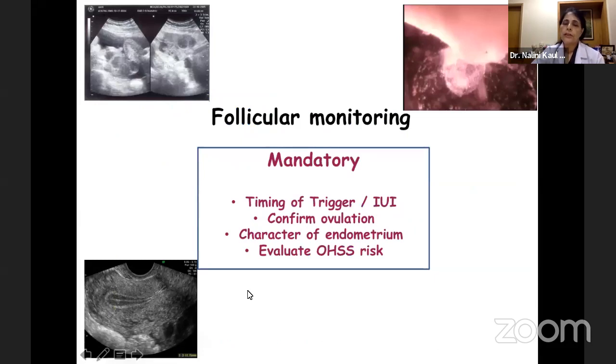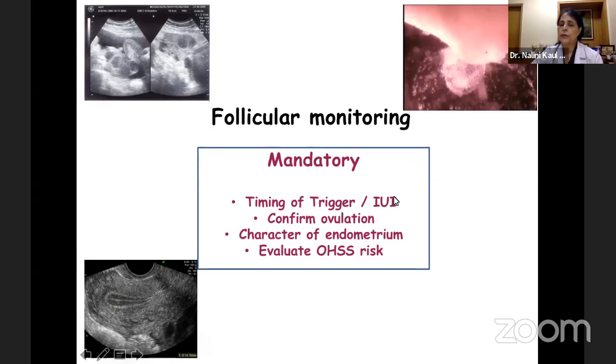Follicular monitoring in today's day and age is mandatory. There are no two ways about it. You cannot presume, you give the patient a drug and presume she has ovulated. You must, especially at least in one cycle in PCOS patients, see whether the dose that you've given is effective, whether it did induce ovulation or not. And then maybe you can give her a couple of cycles without monitoring, but it's always good to monitor, to know what the lining is like, what the follicle is like, and what is the time of your trigger.